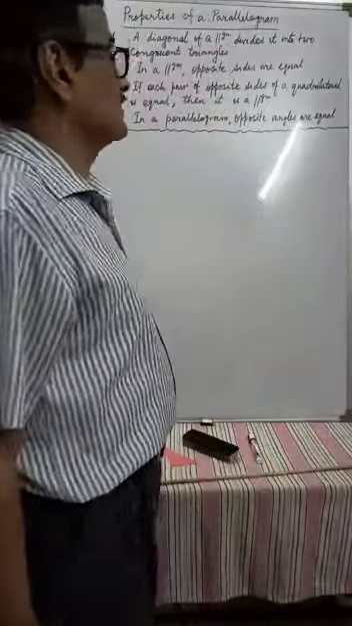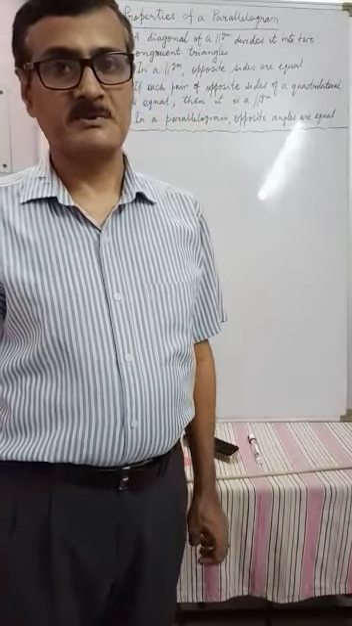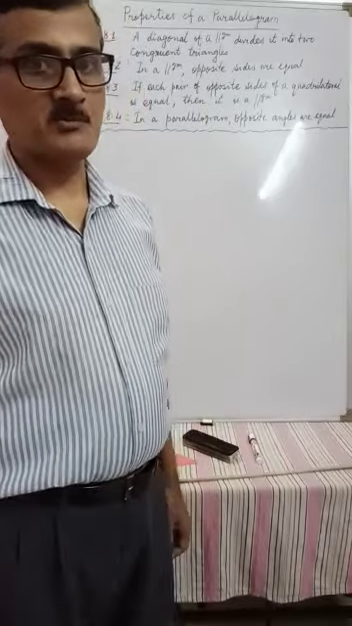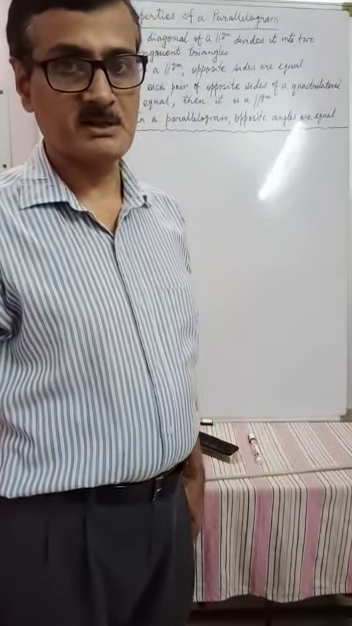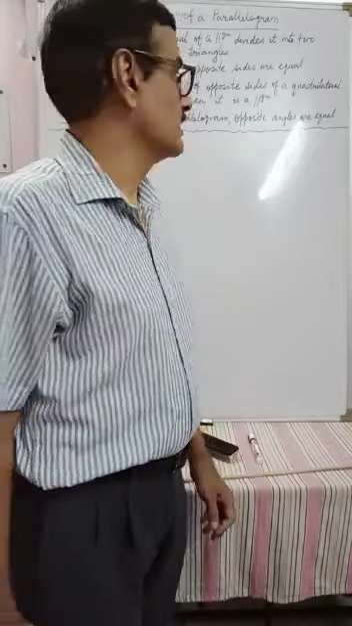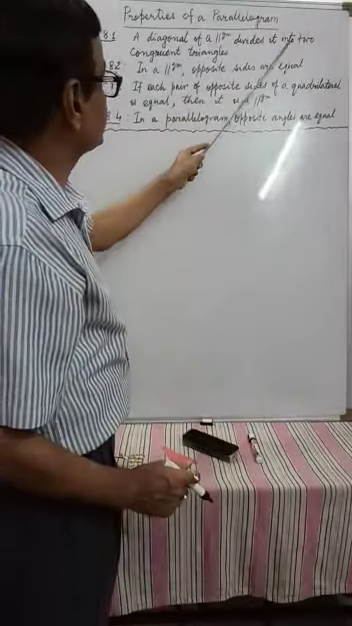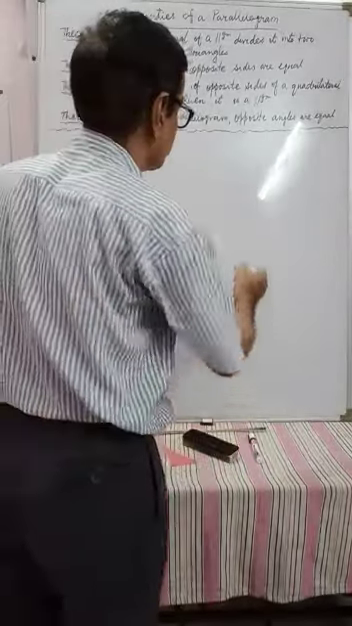The first proof we will write in detail because it is given in the NCERT book, the theorem and its proof. Other properties which are given in the form of theorems, we will discuss, but we will not write them in detail. So the first theorem is 8.1: a diagonal of a parallelogram divides it into two congruent triangles. Let us prove it geometrically.